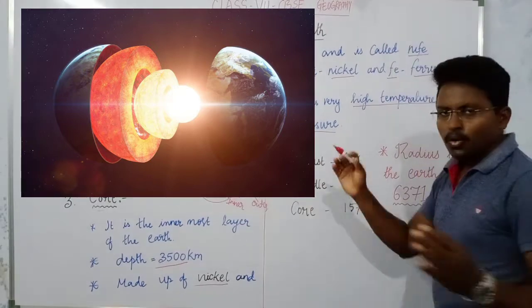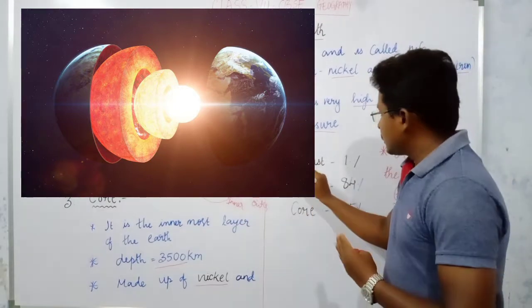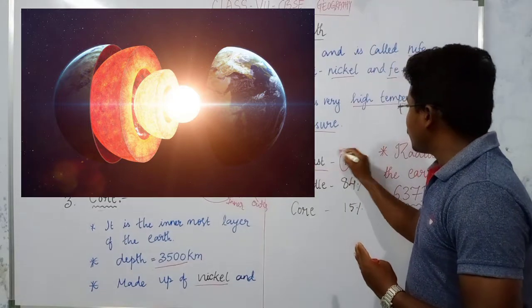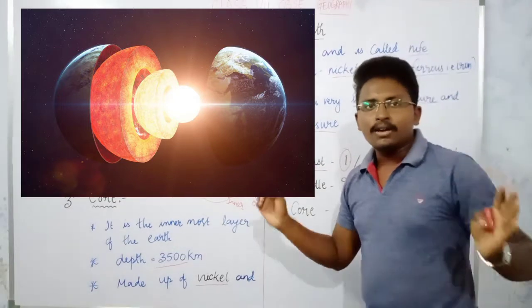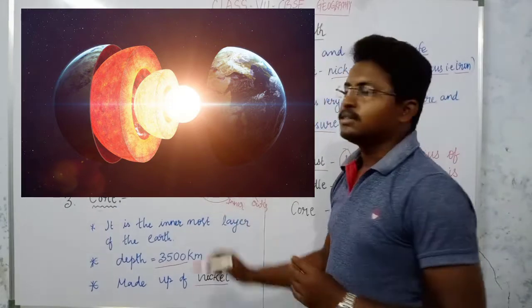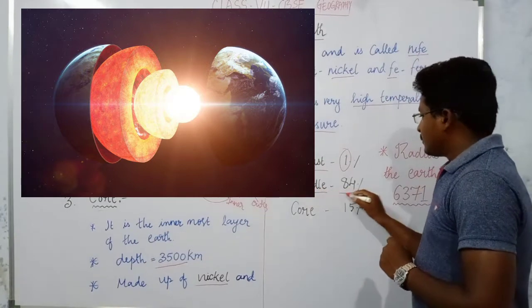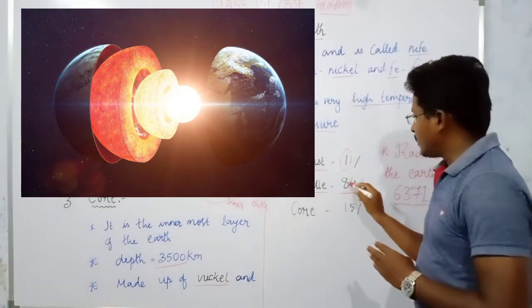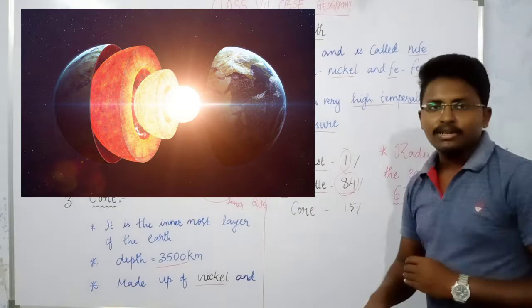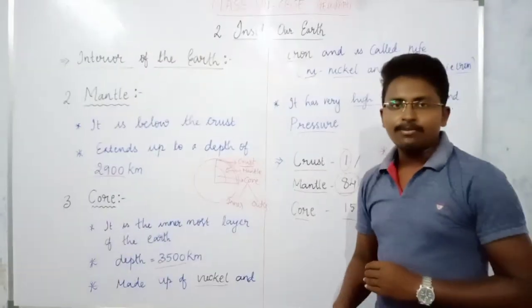Overall, if you take the percentage, the crust is made up of only 1% out of 100% of this earth. The crust is just 1%. Then the mantle is the highest one, covering almost 84%. Then the core is again just 15%.